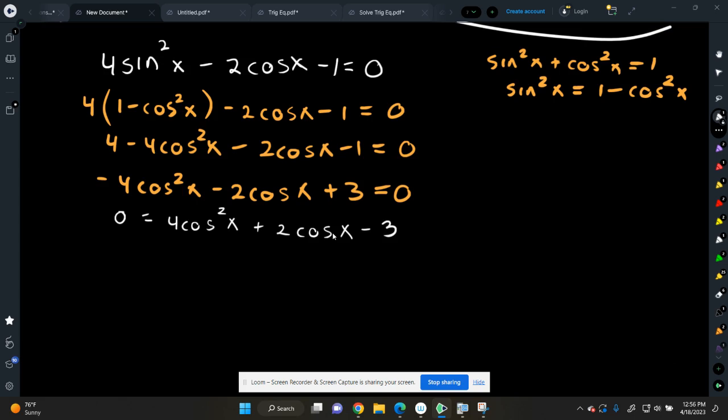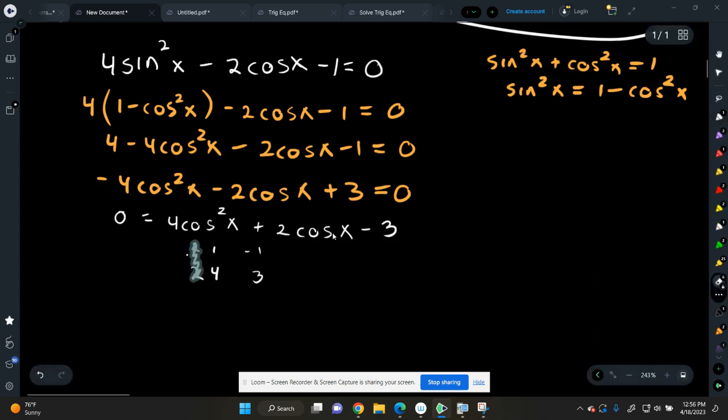Okay, so we've got 4 cosine squared x plus 2 cosine x minus 3. So let's try factoring that as 2 and 2, 3 and 1. This has to be negative, so one of these has to be negative. That gives us 6 minus 2. That does not work. Okay, let's try 1 and 4. That's not going to work either. So if it doesn't factor, what do we do? Zach, what do we do if it doesn't factor? Quadratic formula.